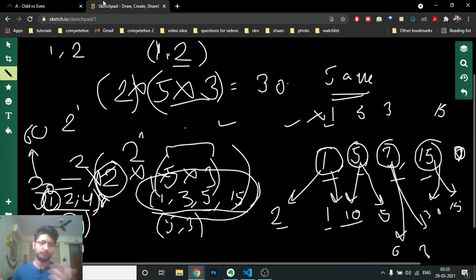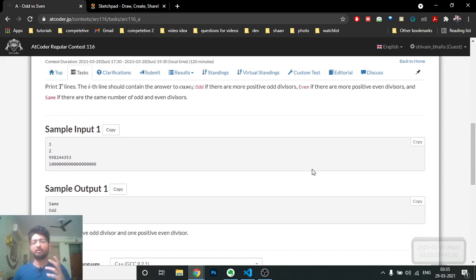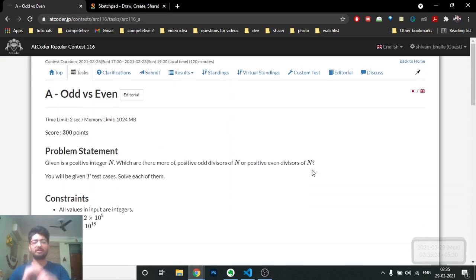And that's the whole logic for this problem. You can even code it out. The code is also very simple. You just have to find out the power of 2 in this problem, and that's it. You can easily find it out because there are 18 steps, you just have to find out the power of 2 in this number, and that's it.